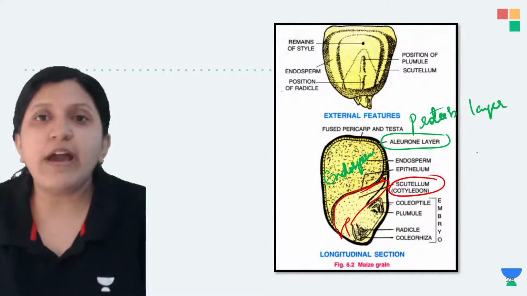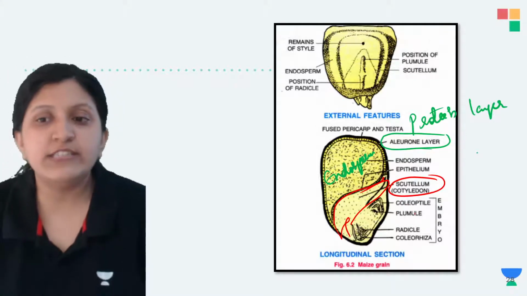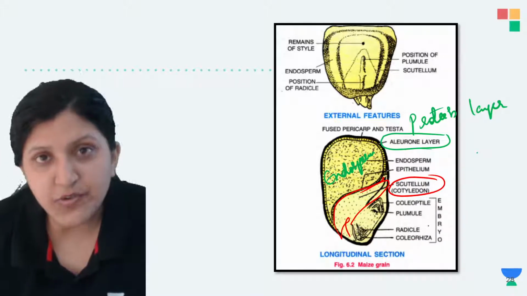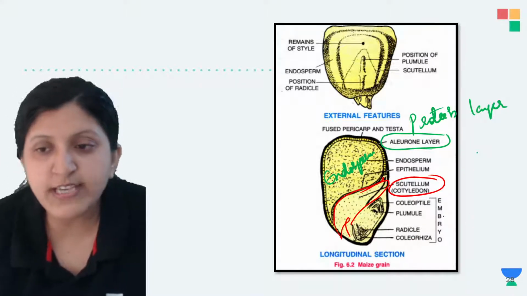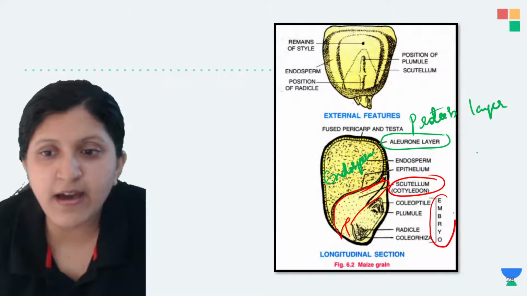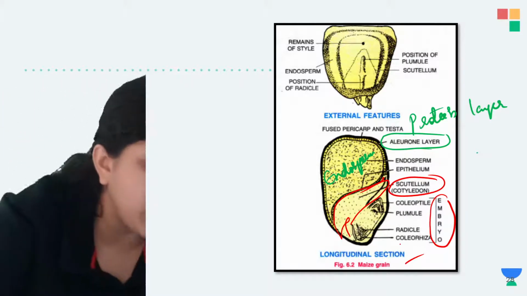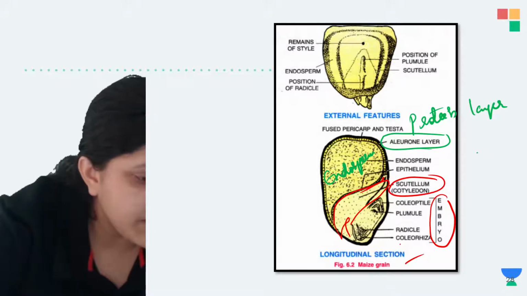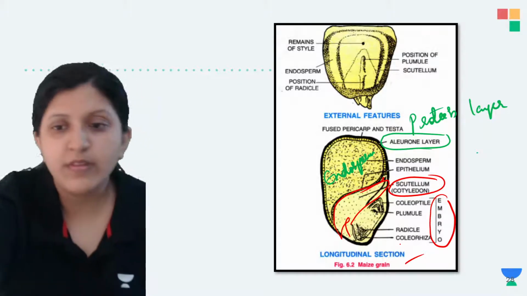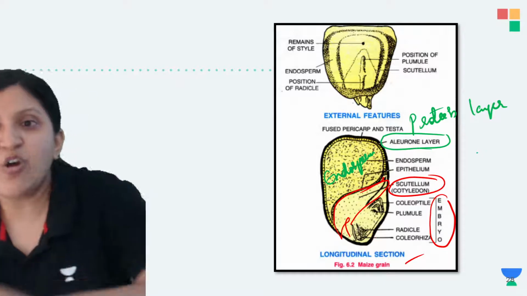So then, covering the plumule, you can find a coleoptile. Covering the radicle, you can find a coleorhiza. So the whole of this is basically an embryo. So this is the longitudinal section that has been shown here. So this is a longitudinal one.